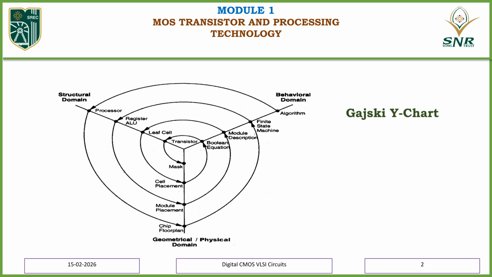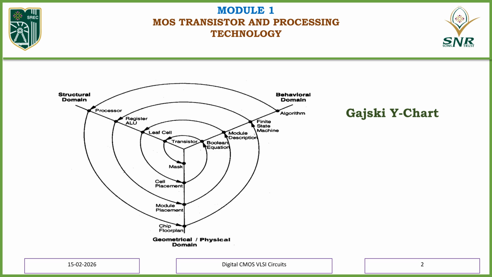Now let us move to the structural domain. In the structural domain, we describe how the system is constructed using hardware components. Boolean equations are implemented using logic gates. These logic gates form larger components such as registers and arithmetic logic units. Multiple components combine to form a processor. Thus, this domain focuses on interconnection of components and hierarchy.